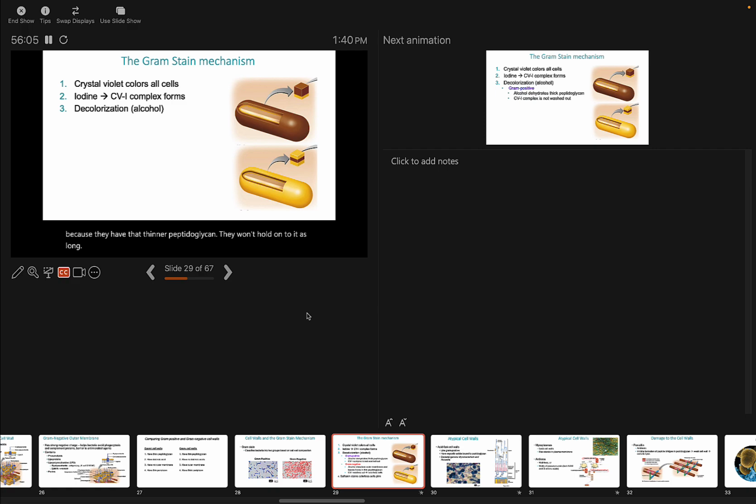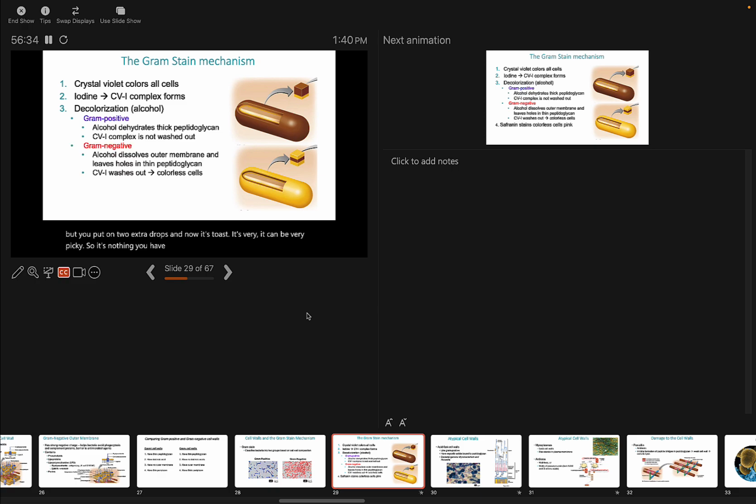But you don't do it so long that you actually wash it out of the gram positives, which have the thicker layer. So the alcohol dehydrates the peptidoglycan and should help keep it in there. But again, if you do it long enough, it will come out. I guarantee it. And sometimes it's like, I did it 10 seconds just like I did last time. Yeah, but you put on 2 extra drops and now it's toast. It can be very picky. So it's nothing you have done wrong. It's just a very picky stain.